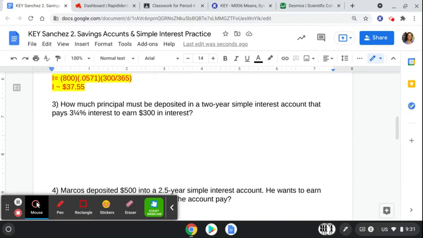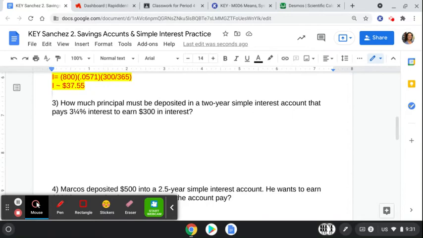All right, now we're going to do how much principal must be deposited in a 2-year simple interest account that pays 3.25% interest to earn $300 in interest. So this one's getting tricky. So how much principal means that this time our P is our unknown.